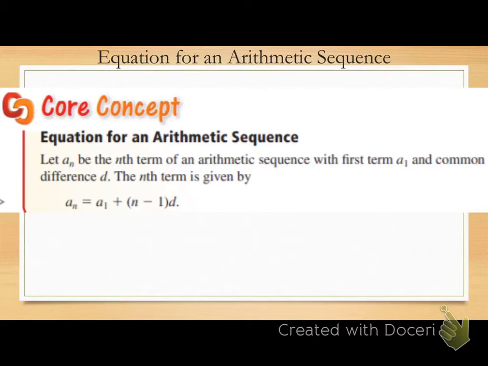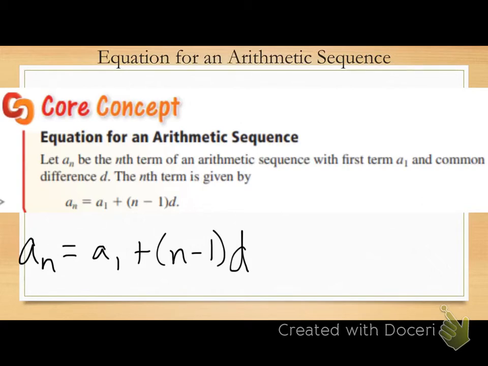Let a sub n be the nth term of an arithmetic sequence with first term a sub 1 and common difference d. The nth term is given by a sub n equals, I'll write it bigger just in case you can't see it, a sub n equals a sub 1 plus n minus 1 times d. Have that written down. Everyone needs to have that written down. Write that formula down.